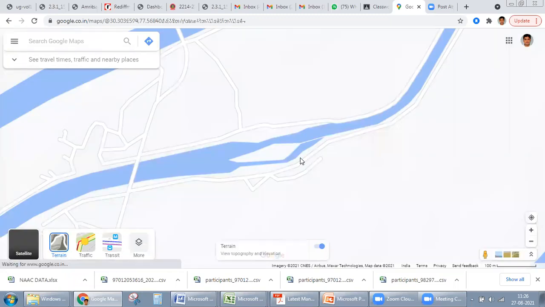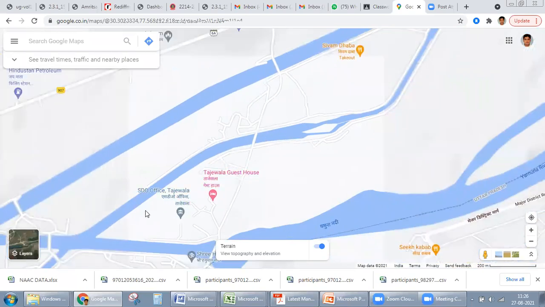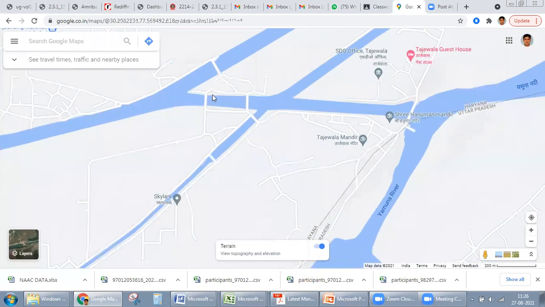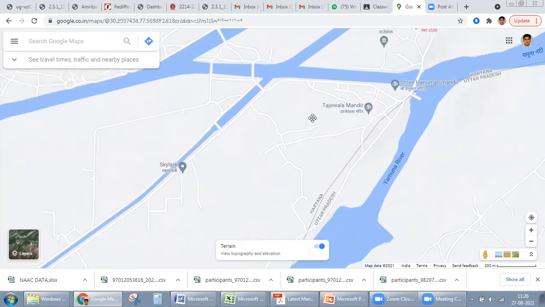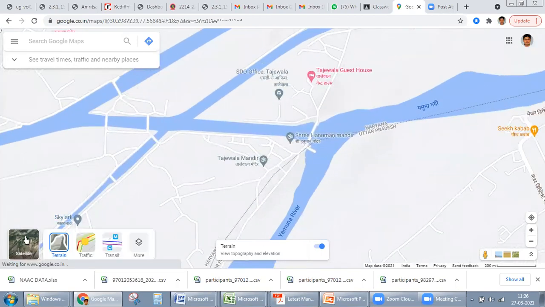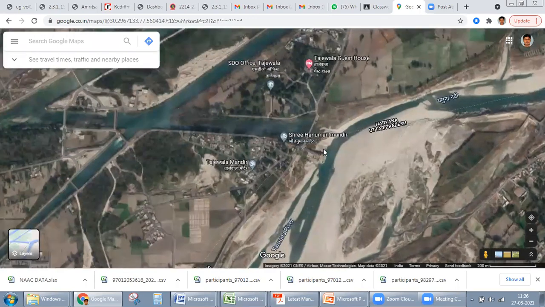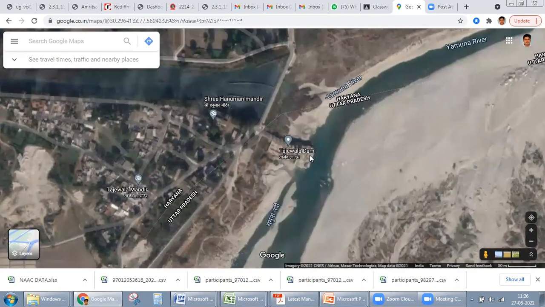And in this terrain view, let us move a little to the downstream side. So this channel is going somewhere here. So here they have provided some mixing also. And somewhere here, if I just show you, what you see over here is written Tajewala Dam.